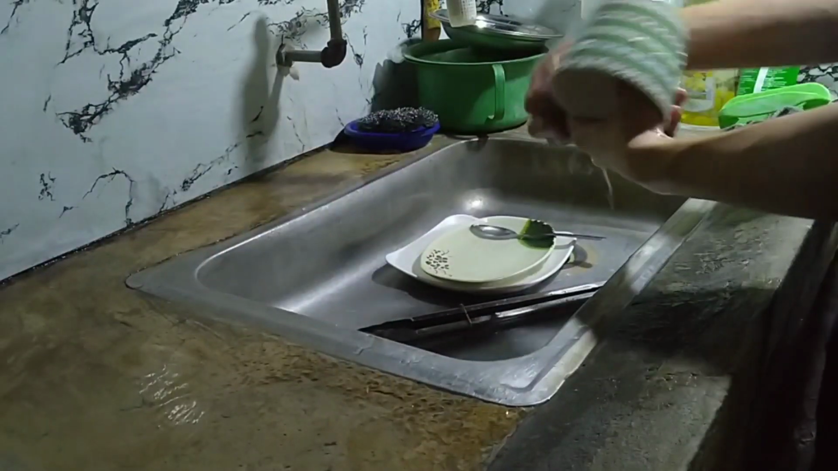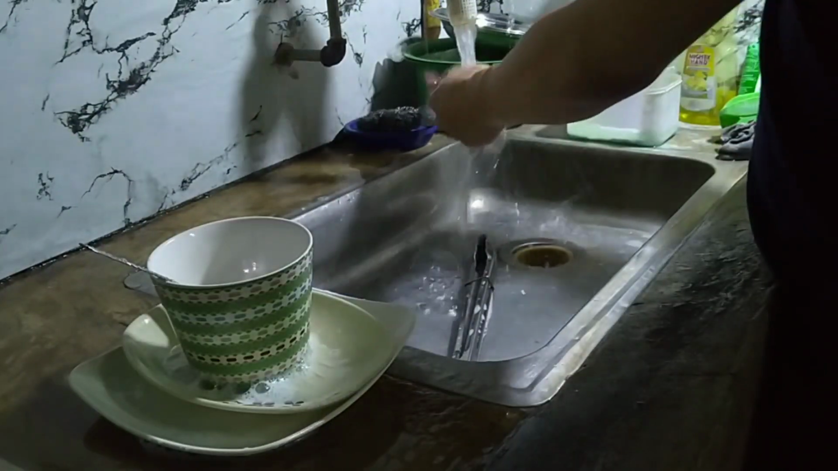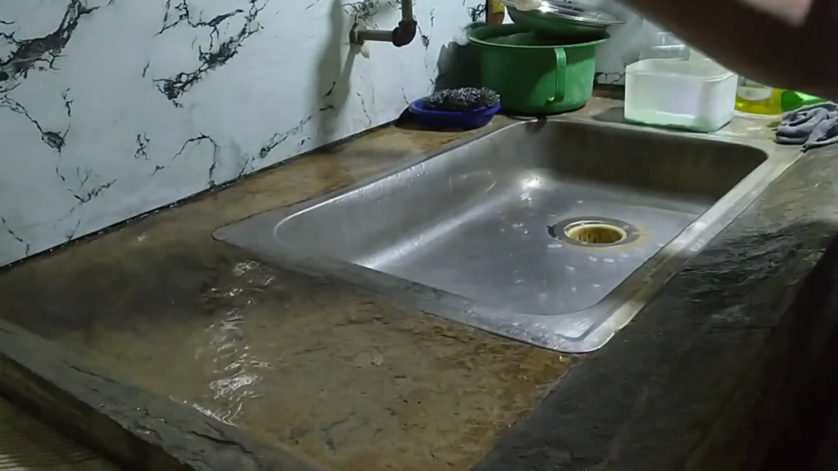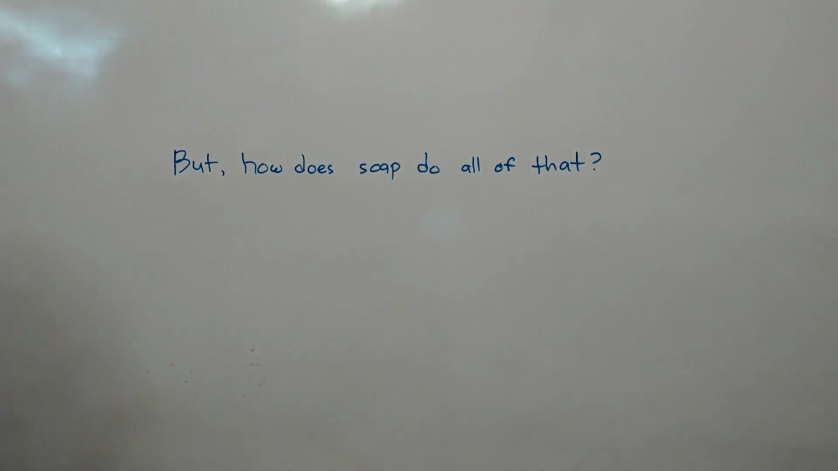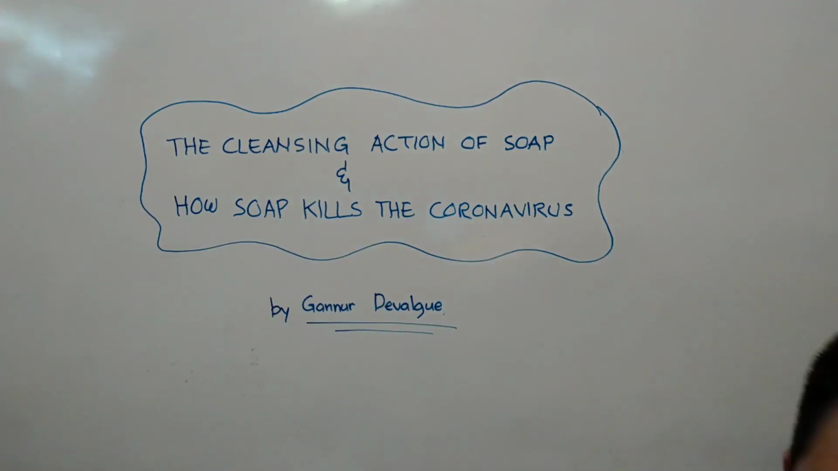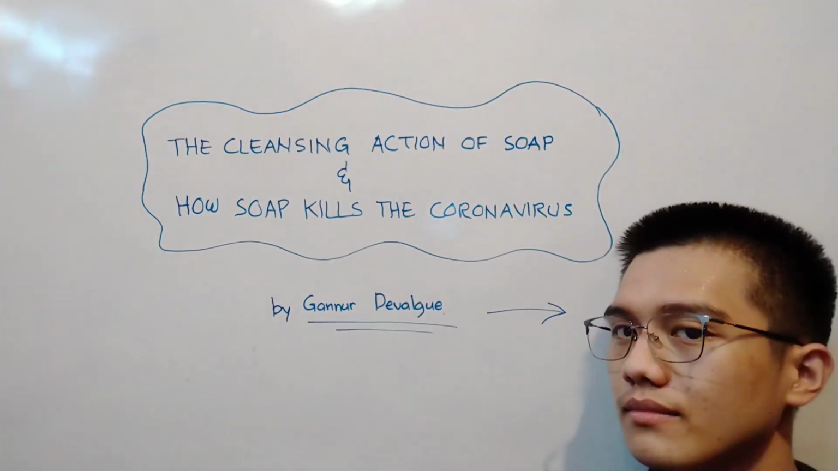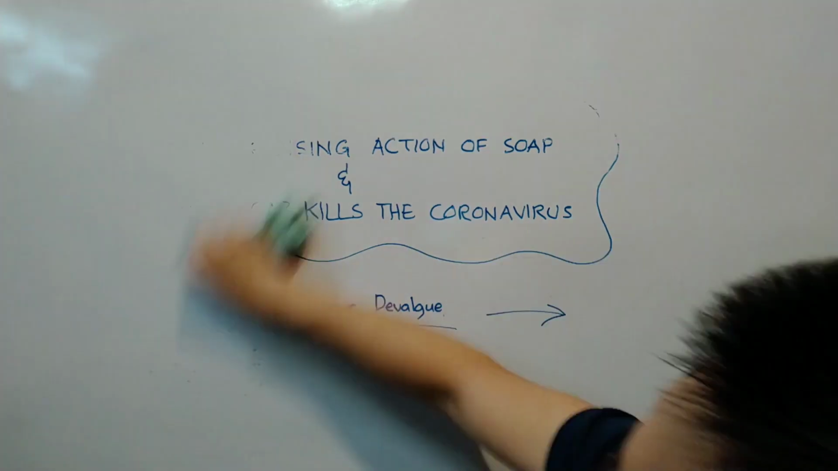As we all know, soap is mainly used in our households to wash our clothes and dishes and to keep our skin clean. But how does soap do all of that? I'm Ganor Devage, and we're gonna talk about the cleansing action of soap and how it kills the coronavirus.